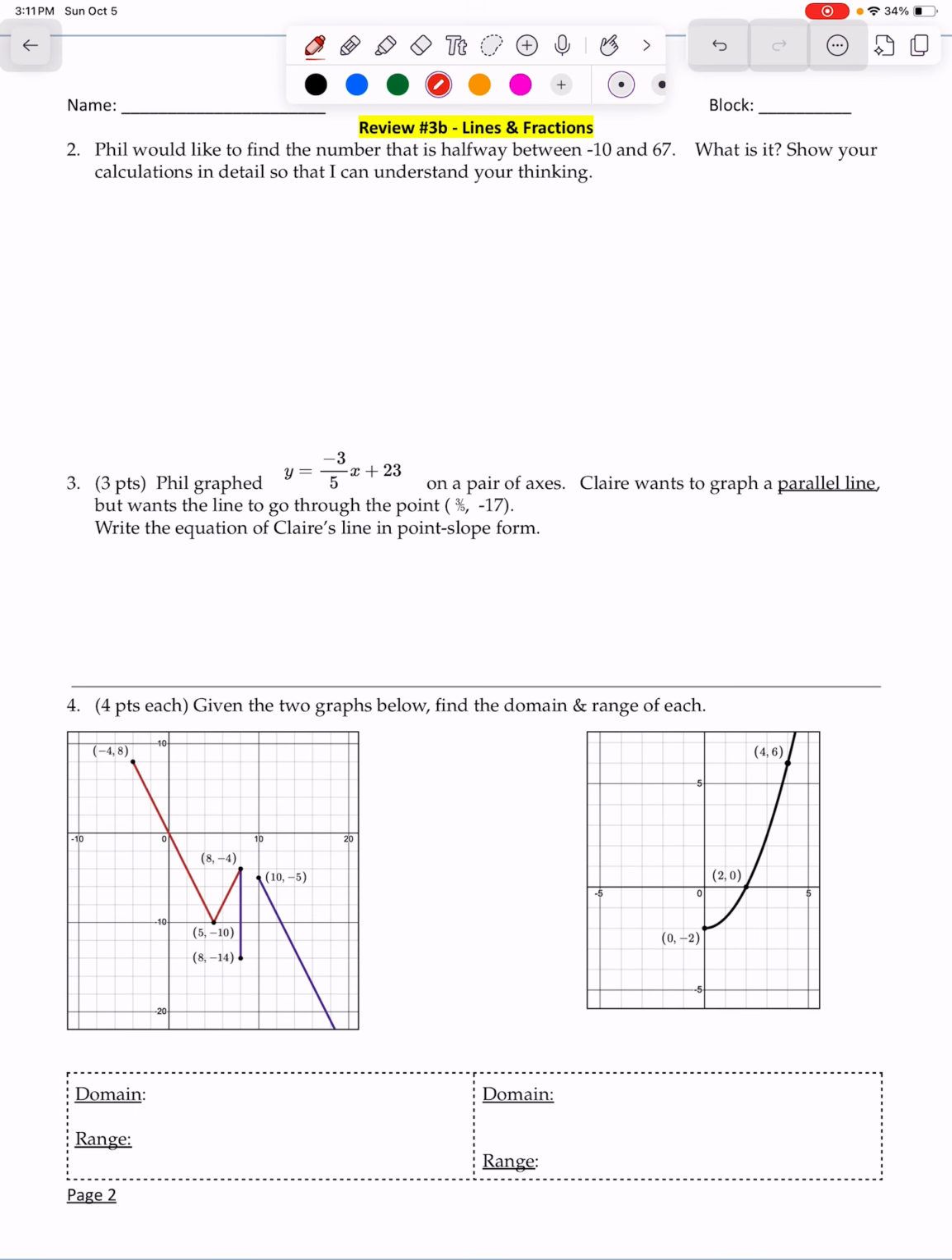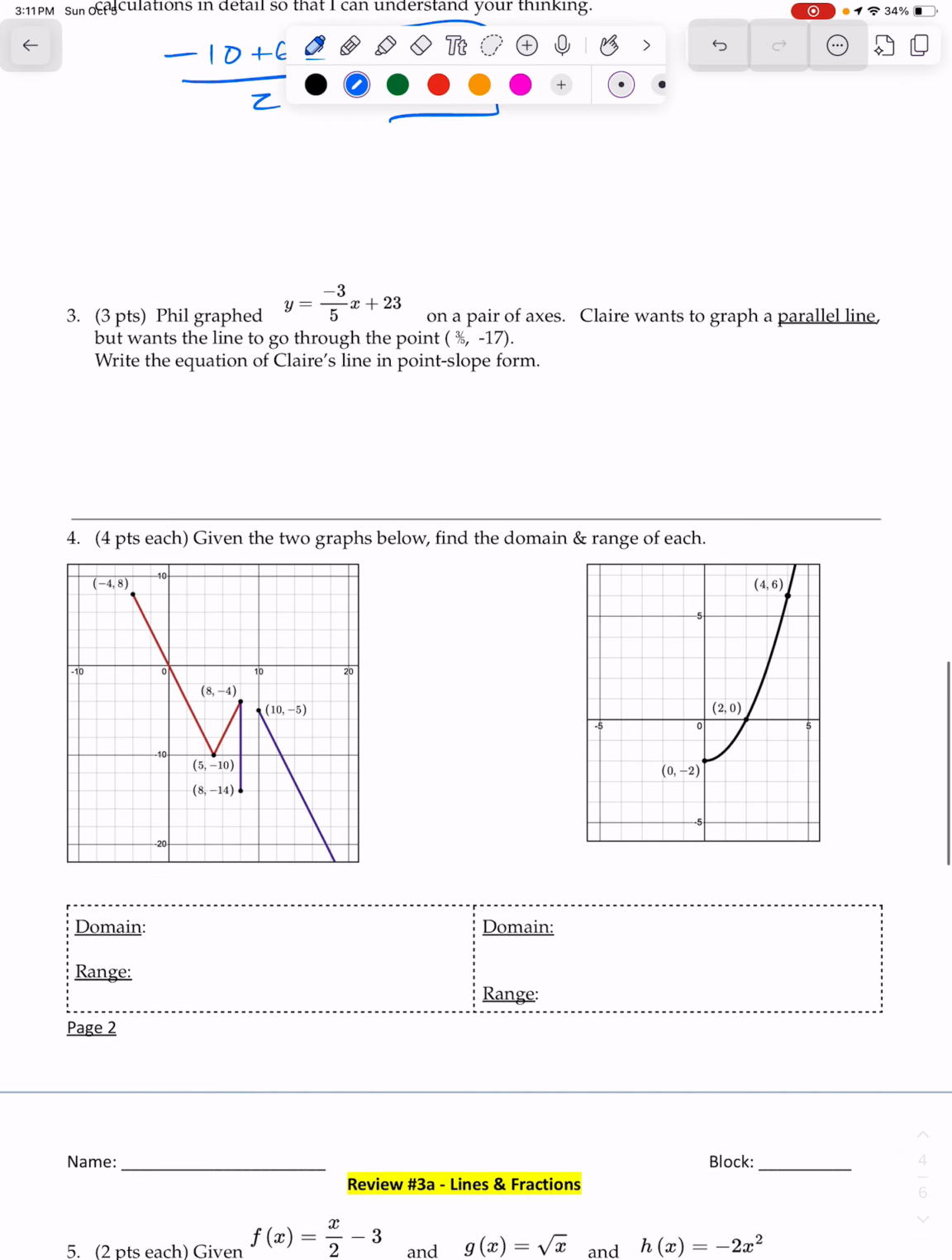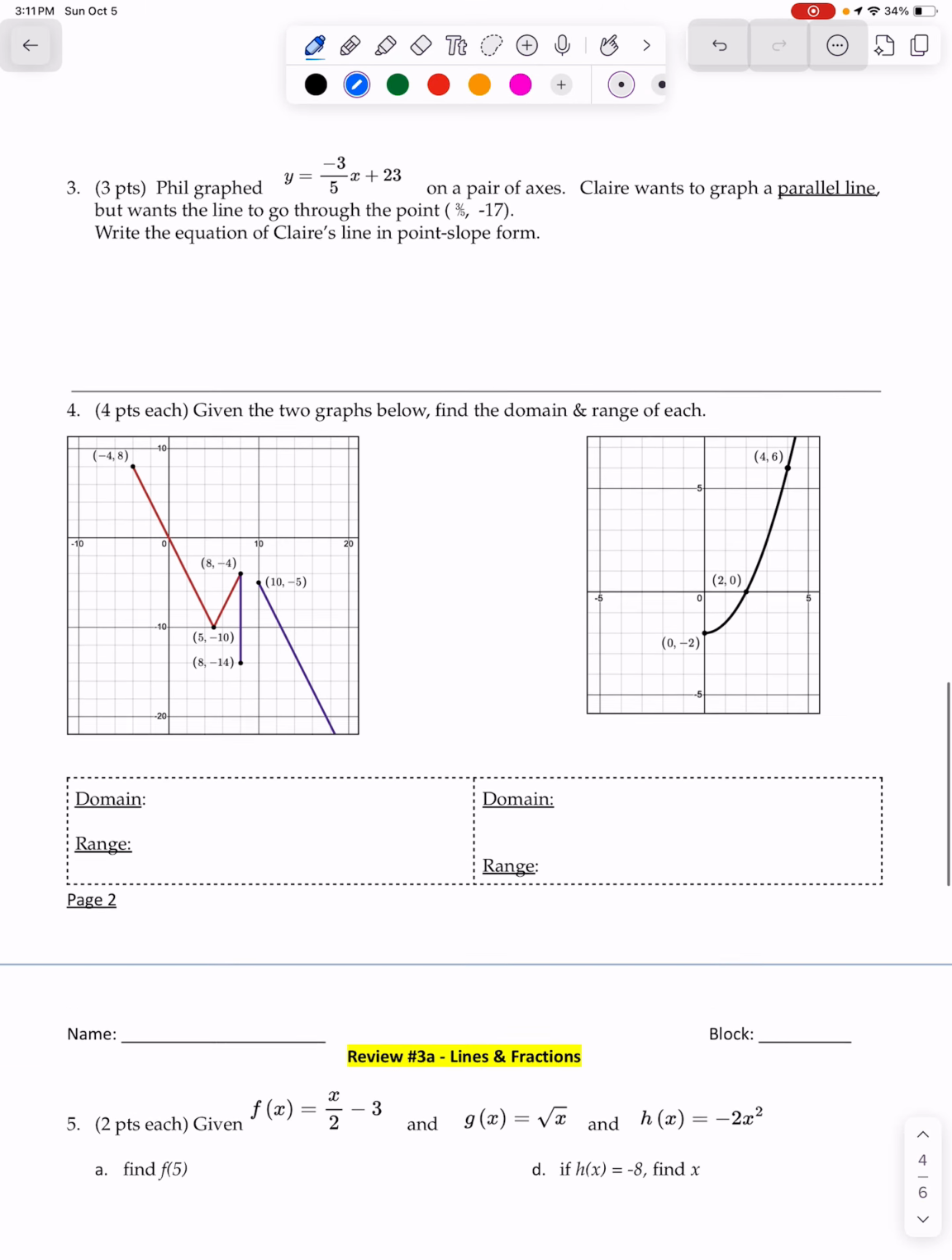3B, Phil had the easiest assignment. Again, this is just the average here to find halfway in between. So -10 plus 67 divided by the number of numbers is 57 over 2, and we're done. God, I'm so nice. The easiest thing in the world. Okay.